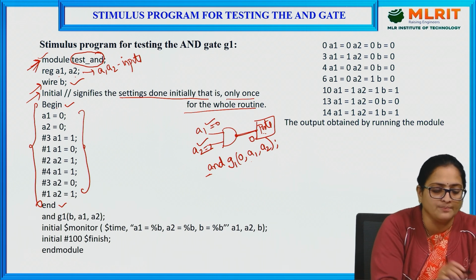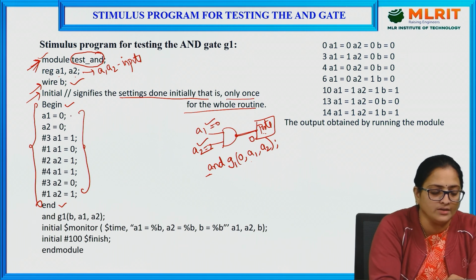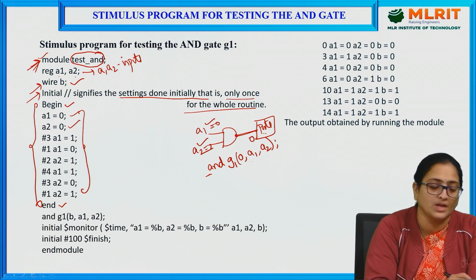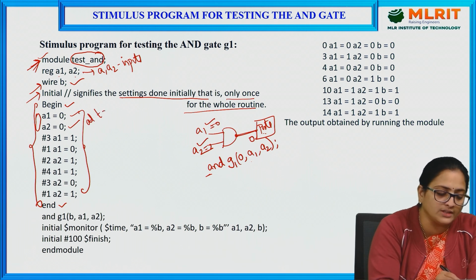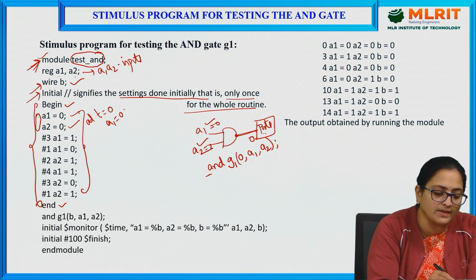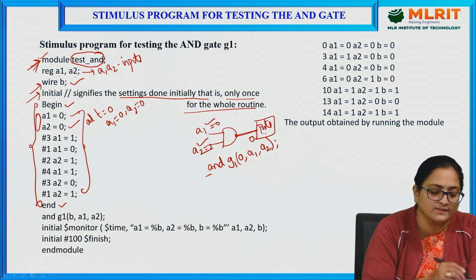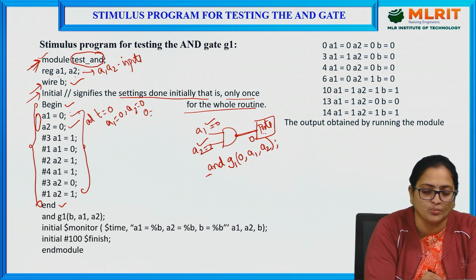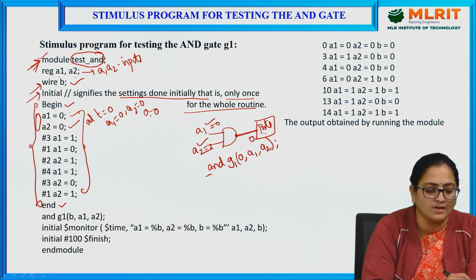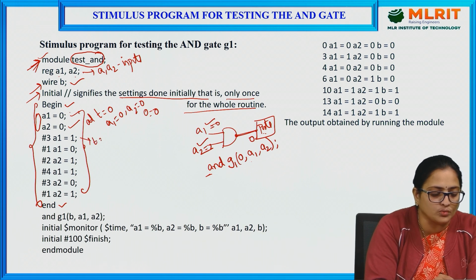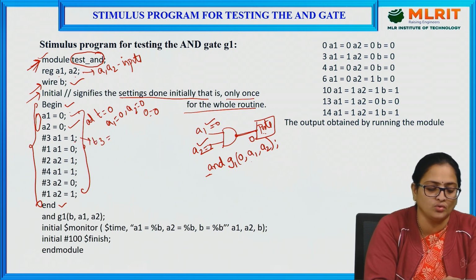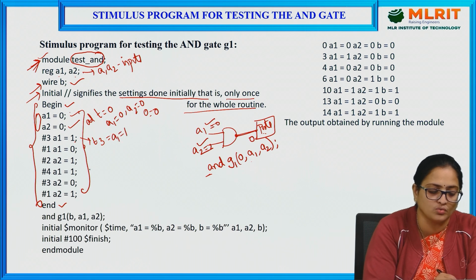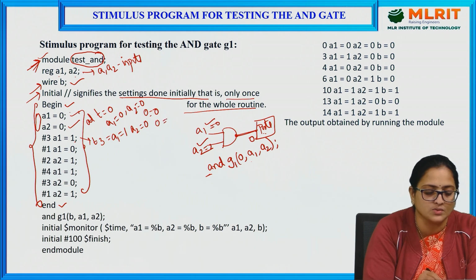Now, initially, I have assigned A1 0, A2 0. I didn't give any delays over here. So, at the time t is equal to 0, A1 value will be assigned to 0 and A2 value will be assigned to 0. It executes for this value and provides an output as 0. And at time t is equal to 3, I asked A1 to change to 1. So, A1 value will be changed to 1, but A2 value remains 0 and your output value will be equal to 0.